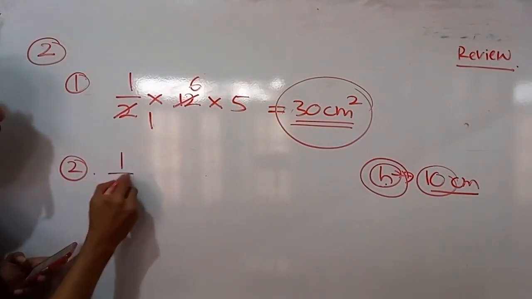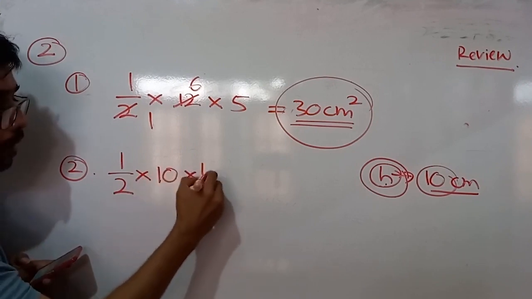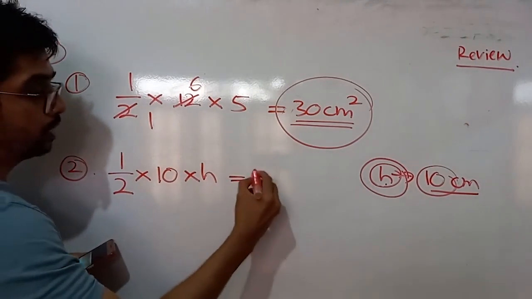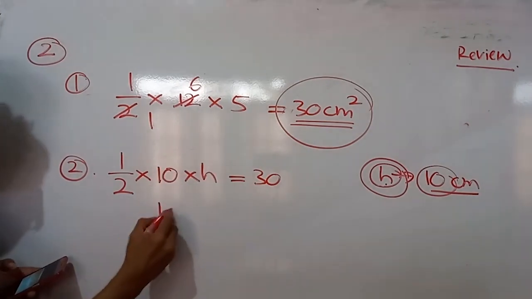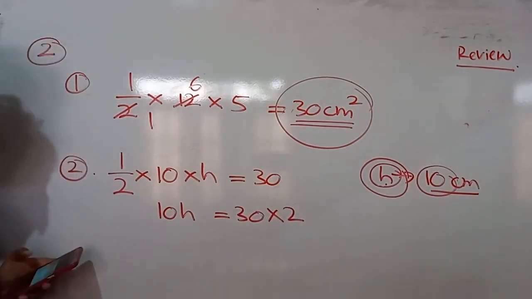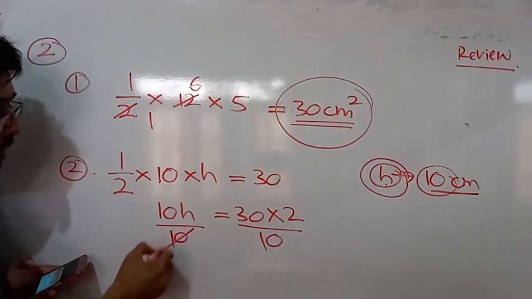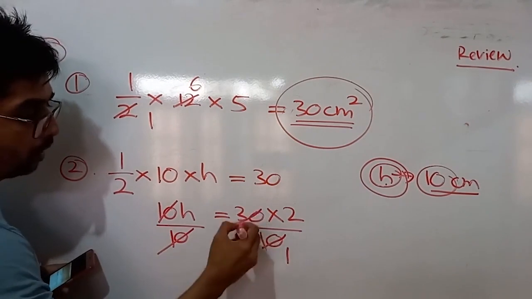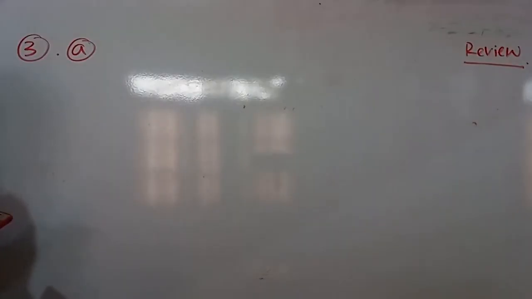So half into, so what will be the base here? 10. Right? Then perpendicular height, that is h. So this is equal to what? 30. Now we just have to find the value of h. So 10h equals 30 times 2, right? So we have to divide this side by 10, do the same thing to the other side. So we can cancel out the 10. So 10 times 1, 10 times 3. So h will be what? 6 centimeters. What is the perimeter of an equilateral triangular lamina of side length 12 centimeters?